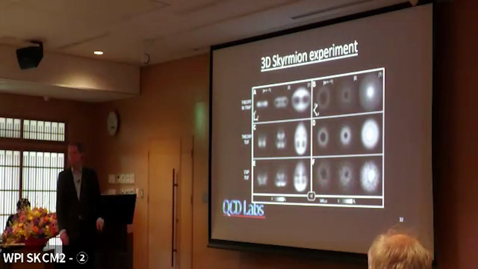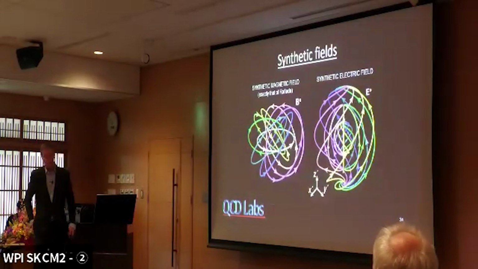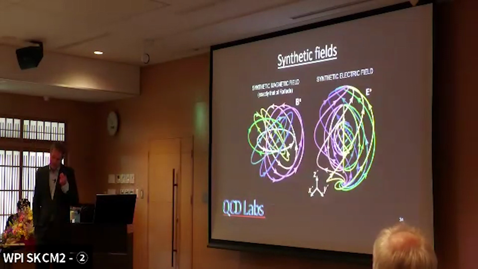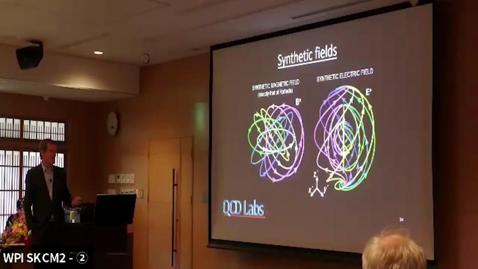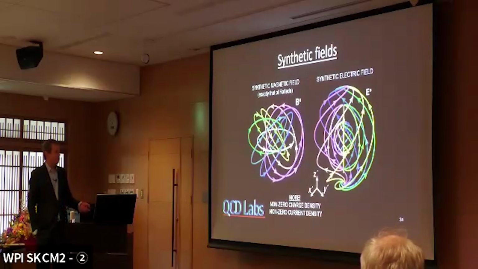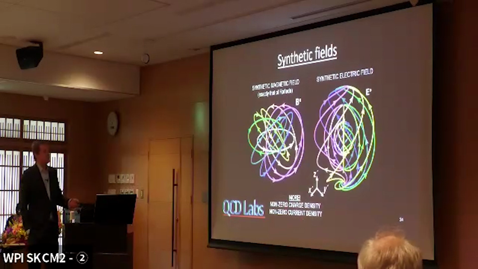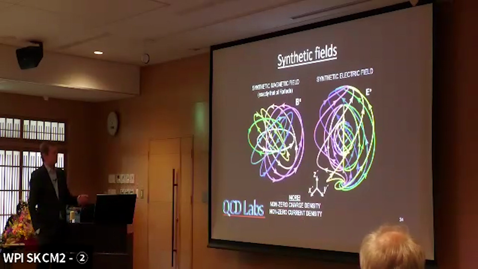So we also made the skyrmion. What is nice about the skyrmion is that this synthetic electromagnetic field is very versatile. It has magnetic field, electric field, non-zero magnetic charge, electric charge and current density. And actually, again, you get the Hopf map from here.